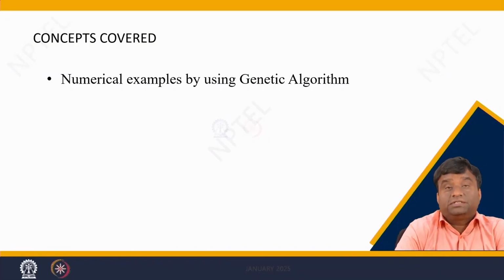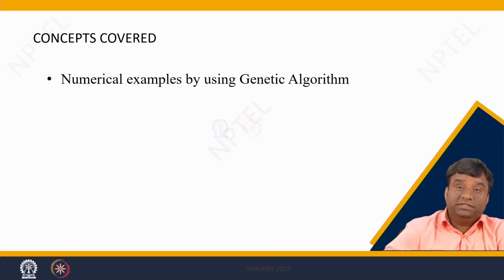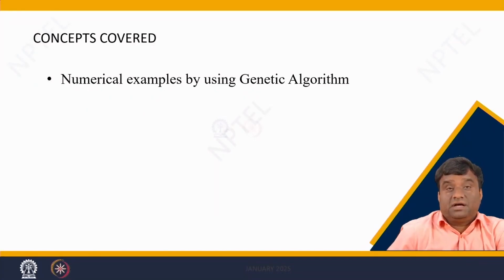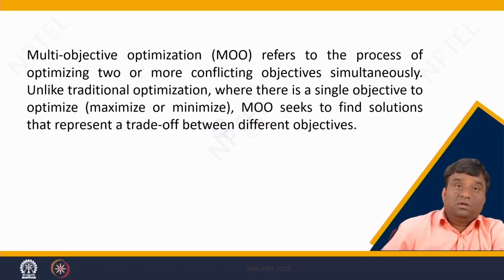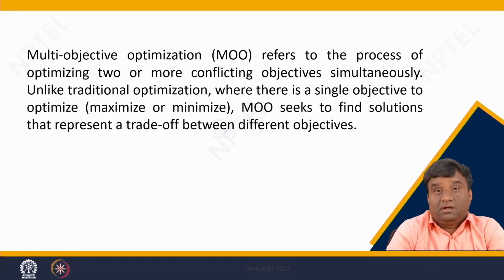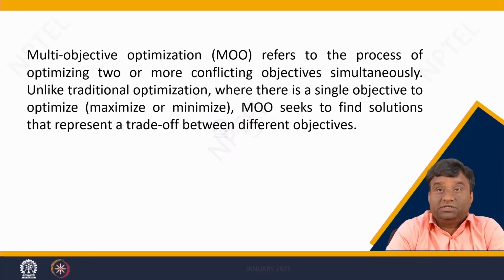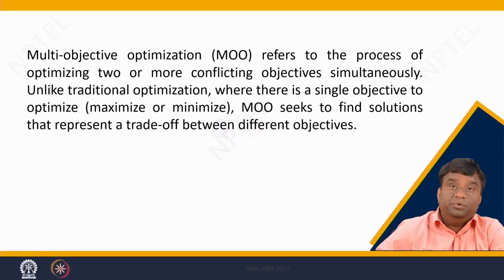So, in module 6, we have studied numerical examples by using genetic algorithm. We basically solved a few numericals by using genetic algorithm in the 6th module. In this module, we will try to understand multi-objective optimization. Basically, multi-objective optimization refers to the process of optimizing two or more conflicting objectives simultaneously. Unlike traditional optimization, where there is a single objective to optimize, that is maximize or minimize, multi-objective optimization seeks to find solutions that represent a trade-off between different objectives.